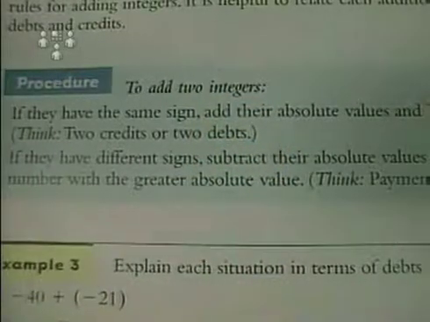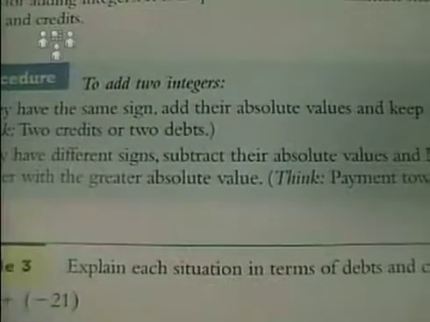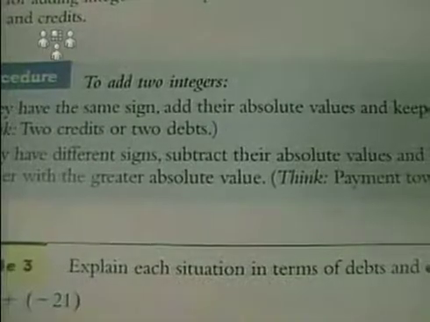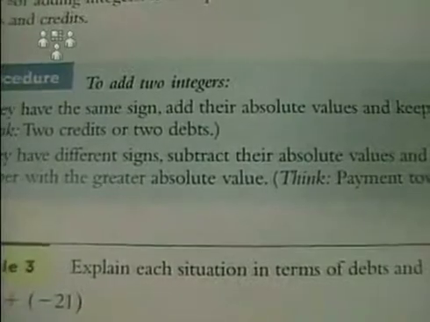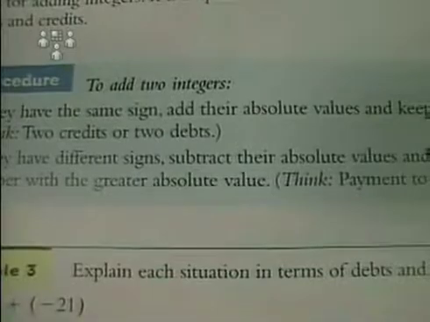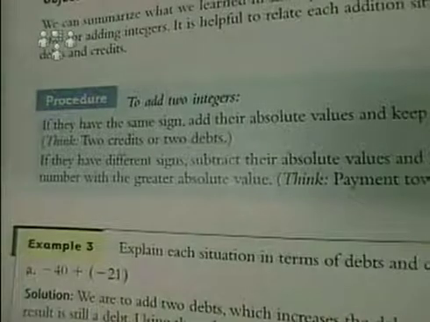If they have different signs, subtract their absolute value and keep the sign of the number with the greatest absolute value. Okay. Read it twice, 3 times. See if it makes sense to you. Okay, I'm just going to leave that there. It's a little bit crooked, but that'll do.